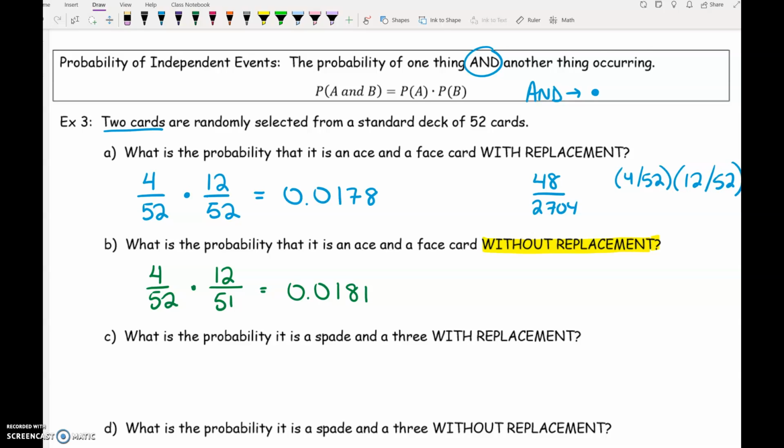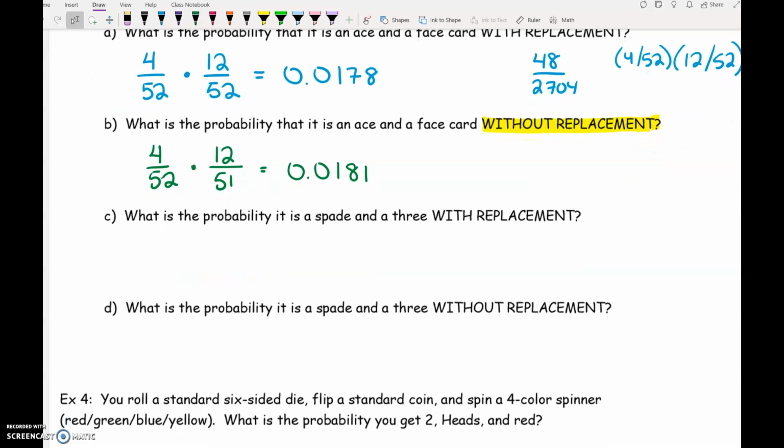Okay, we're actually going to change C and D because I don't really like them. Because I can do that. What is the probability that you get, we're going to do an ace and an ace. And then we'll do the same thing down here. We want the probability of getting an ace and an ace.